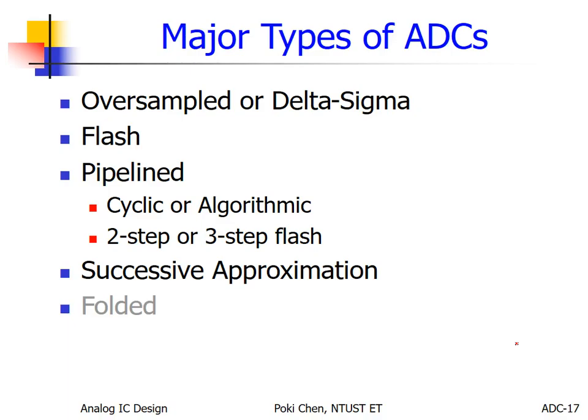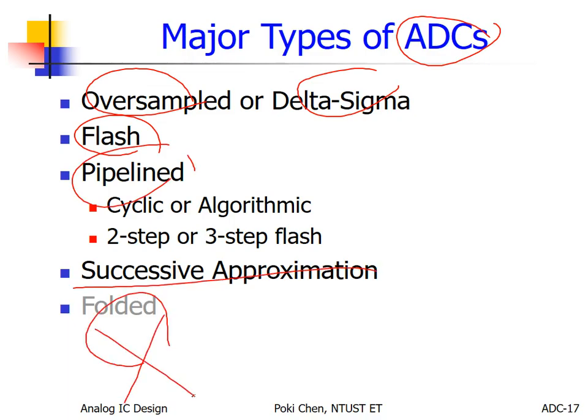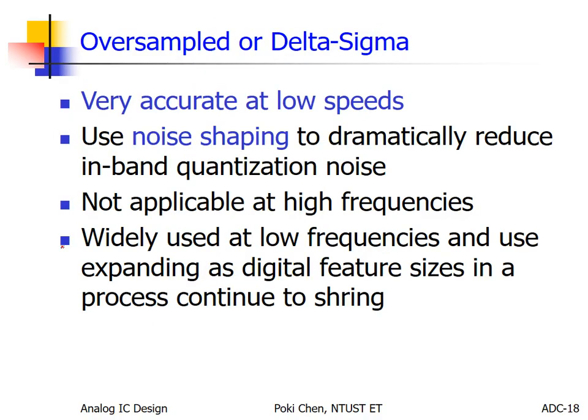Before we go to the real design of our ADC, I hope you can get a very good understanding of the fundamental knowledge, the most important concepts. The major types of ADC: oversampling, delta sigma or sigma delta, flash, the fastest, and pipeline, SAR, folded. Folded is in between. Its speed is about the same as flash, but we don't have enough time to talk about that, so I will focus on the important ones.